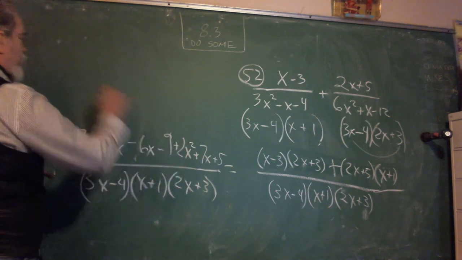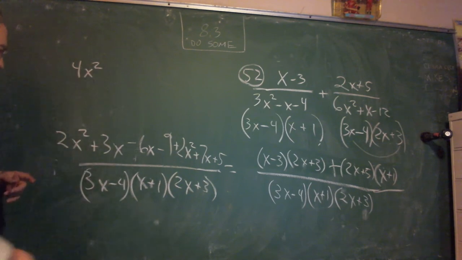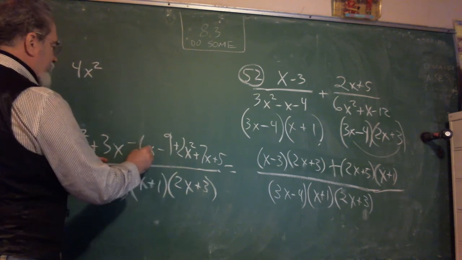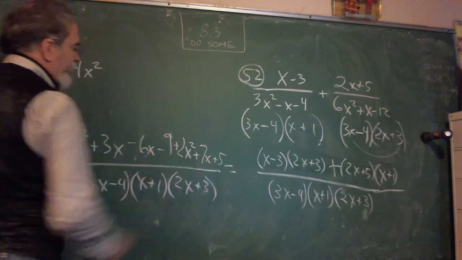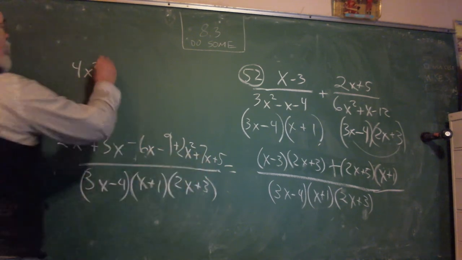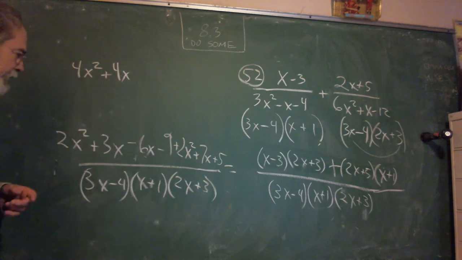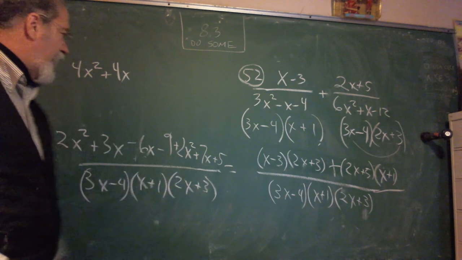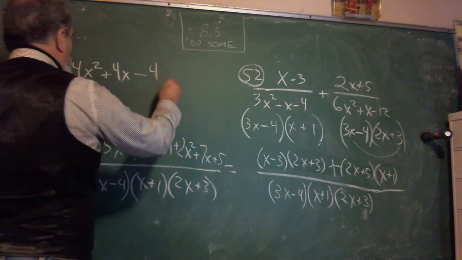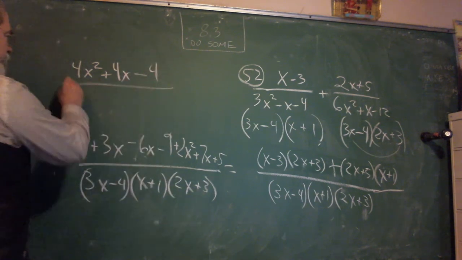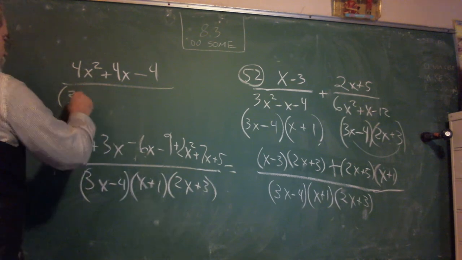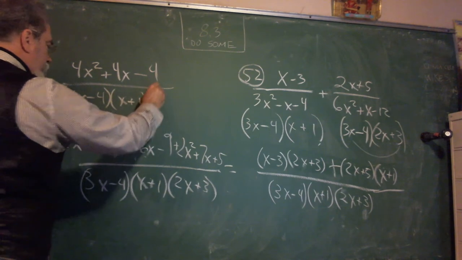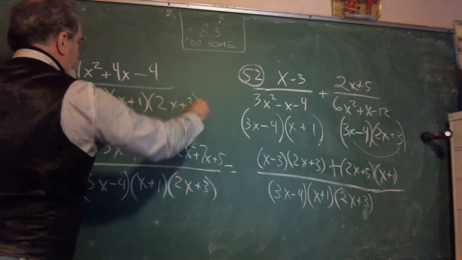2x squared plus 2x squared is 4x squared. 3x minus 6x is negative 3x, plus 7x, that's plus 4x. Then I have a -9 and a +5. That's a -4. Wow, everybody's wearing a 4 this year. I don't think I can cancel out anything. This is a good answer.